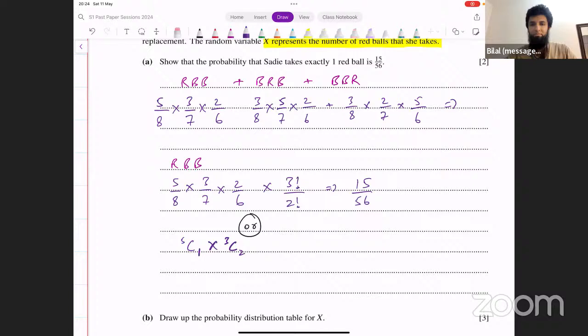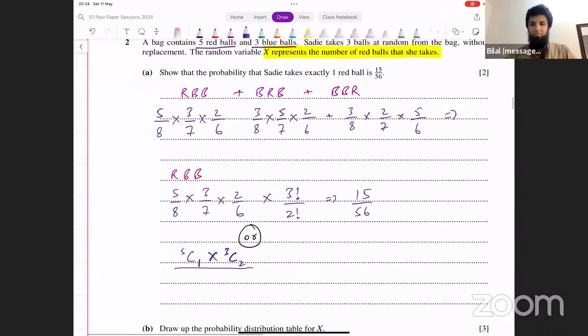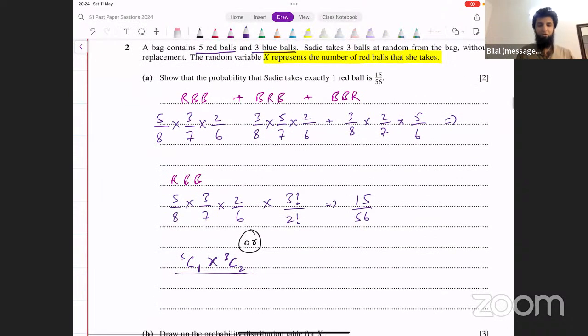Okay, all right. So 5C1 into 3C2 divided by the total number of possible combinations. What's the total number of possible combinations? Out of 8, we have to select 3 balls, so that's 8C3. And that could also give the same result. You can try this. 5C1 multiplied by 3C2 divided by 8C3, and that gives you the same result as before. That is 15 over 56. This could be another possibility.